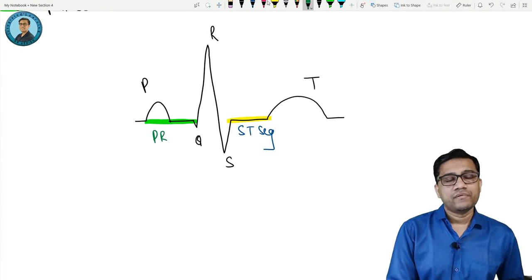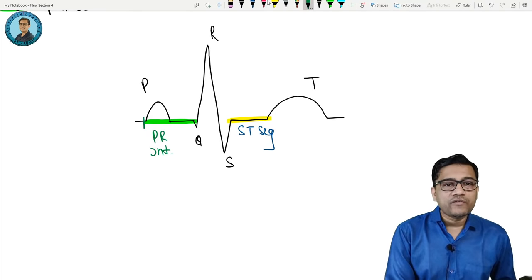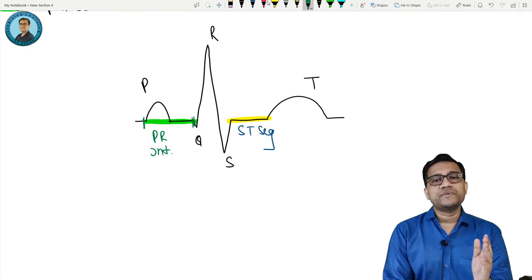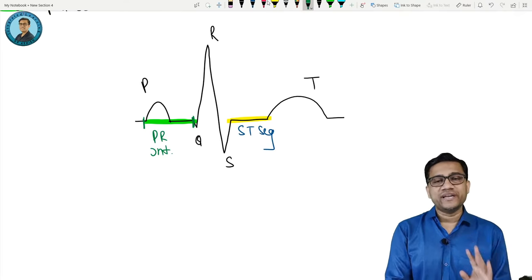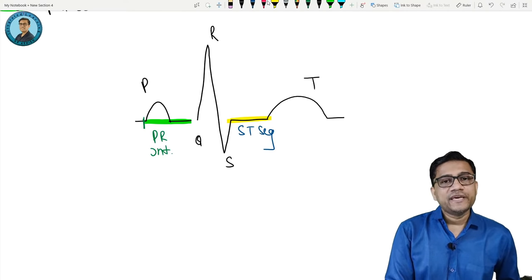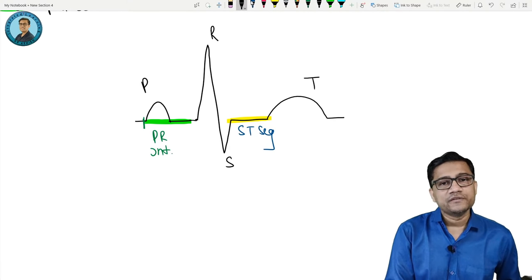PR. Are you clear? So PR is from the start of the P to the start of the QRS complex. It should ideally be this much. Mostly Q is not seen, so we take the starting of R. So let me make one more adjustment. In case there is no Q wave, then it will be like this only. Clear? So now it's easy.